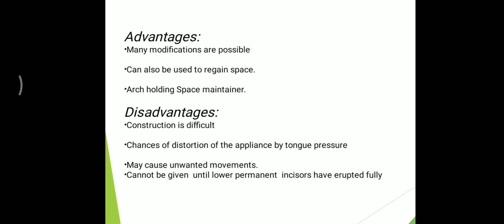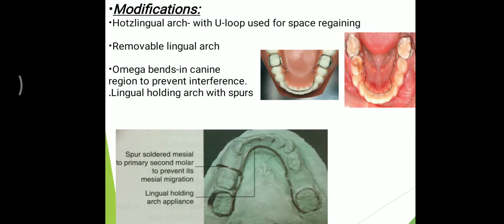The advantages are that many modifications are possible, and it can also be used to regain spaces, and as a holding arch for space maintenance. The disadvantages are that construction is difficult, and distortion of the appliance by tongue pressure may cause unwanted movements. It cannot be given until the lower permanent incisors have erupted fully. And the modifications are the lingual arch with U-loop used for space regaining, removable lingual arch, omega bends in the canine region to prevent interference, and lingual holding arch with spurs.